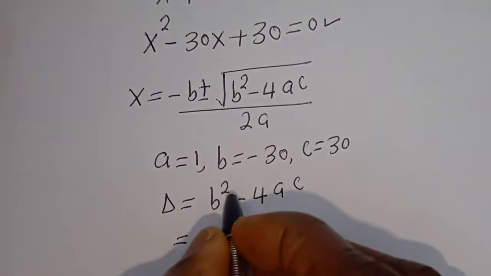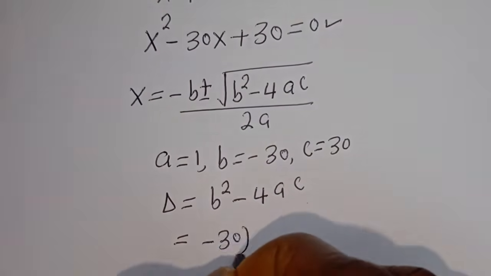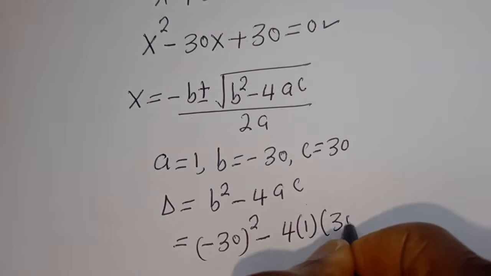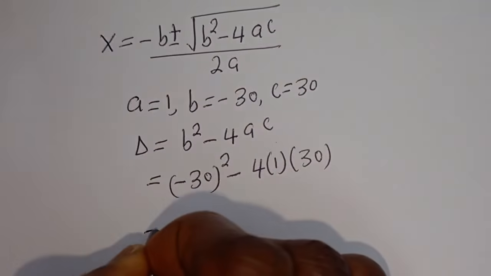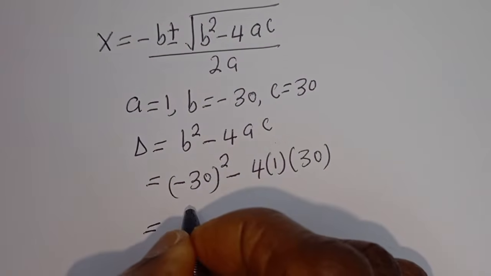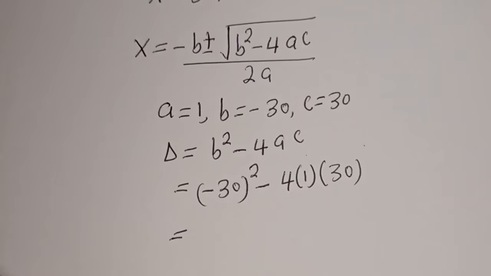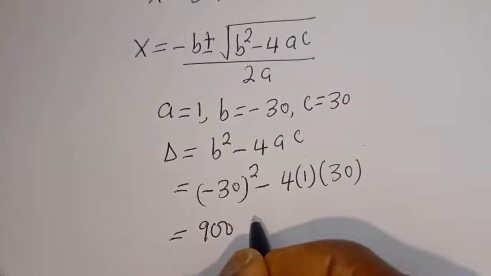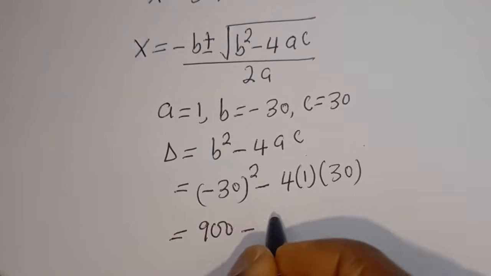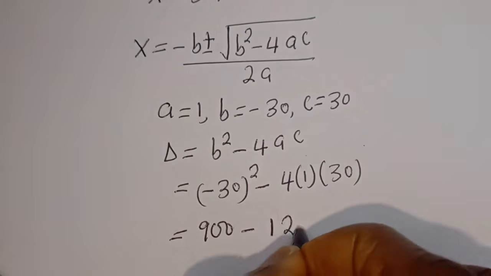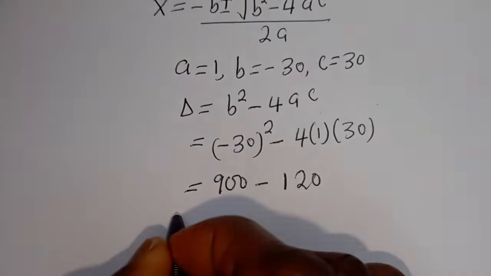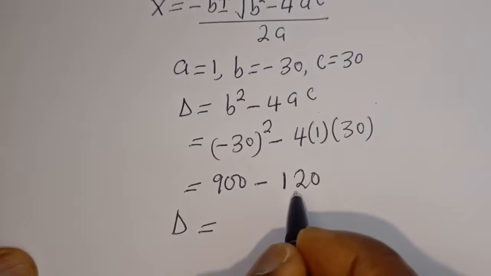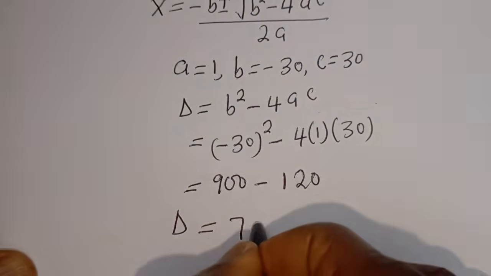This is equal to minus 30 square minus 4 multiplied by 1 multiplied by 30. Minus 30 square, this is 900, minus 4 multiplied by 1 multiplied by 30, that is 120. Then discriminant d is equal to 900 minus 120, that is 780.